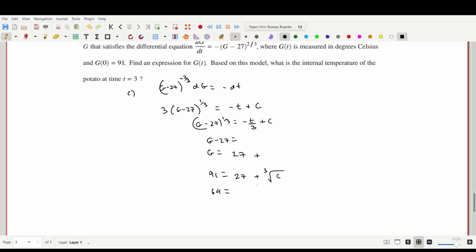Undoing the 1/3 power is cubing. So I'll call it (c - t/3)^(1/3), to the cubed. I like that better. And here, let's fix that into c cubed. All right, c cubed, so c is 8. Sorry, 4. And now you can update this. G of t is 27 plus (4 - t/3) cubed. If you want to tie that up, you can.